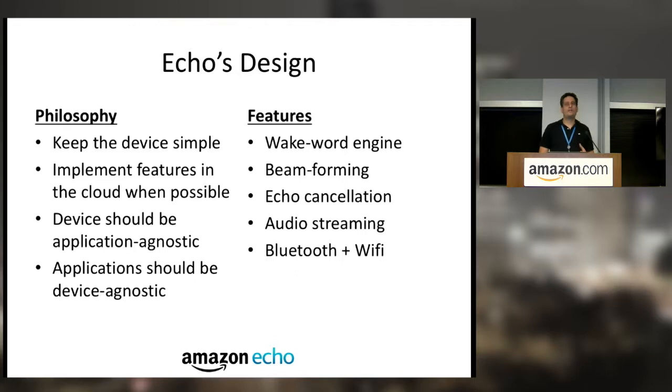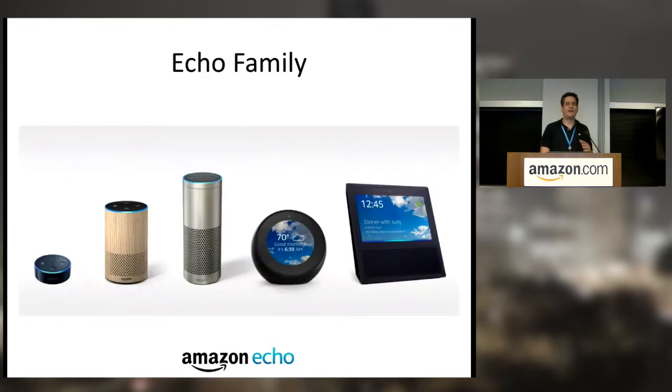In the Echo, we have a few functionalities or features. We have the wake word engine, we're going to talk about it soon, beamforming, echo cancellation, audio streaming, and Bluetooth and Wi-Fi. So it's very, very simple, and most of the logic is implemented in the cloud.